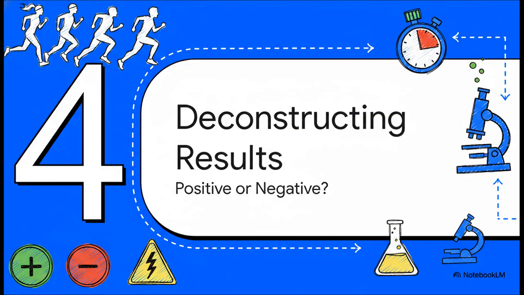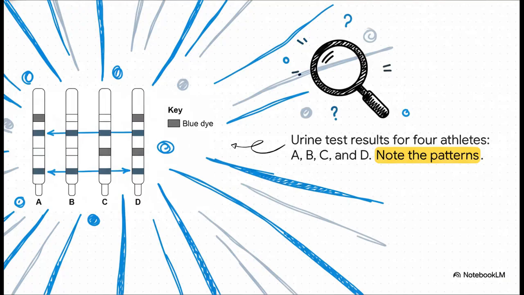And here we are, the home stretch. This is where it all comes together. We've got the results from 4 different athletes, and our job is to play detective. Who's positive, who's negative, and whose test is just plain broken? Okay, take a look at the image showing the results for athletes A, B, C, and D. You need to look really carefully at where the blue lines have or haven't appeared in both the control and test areas for each athlete.